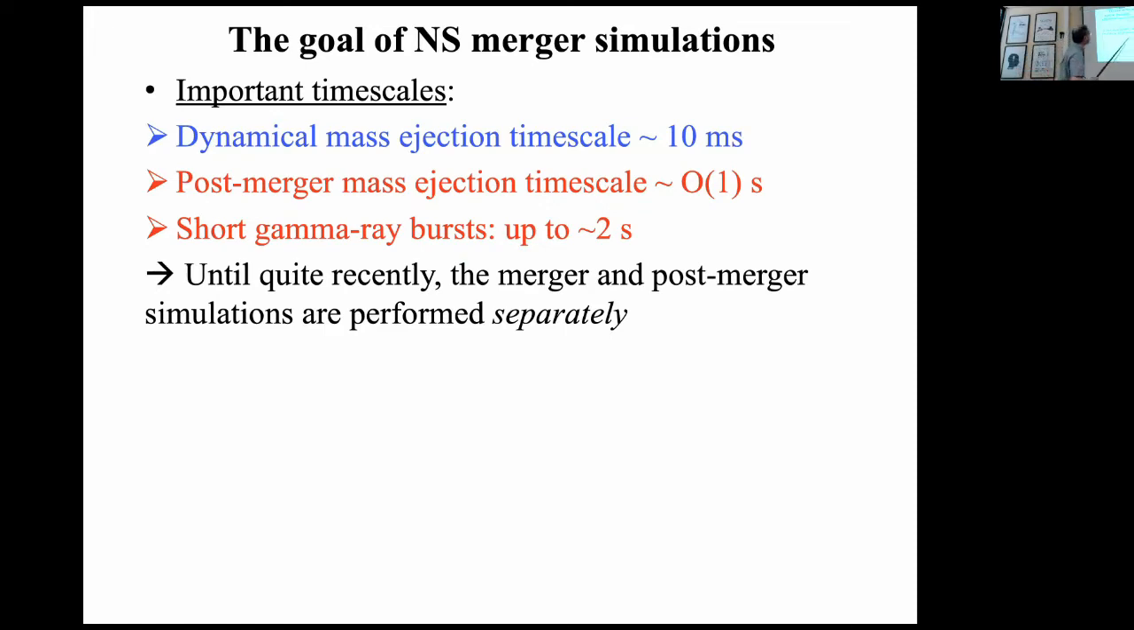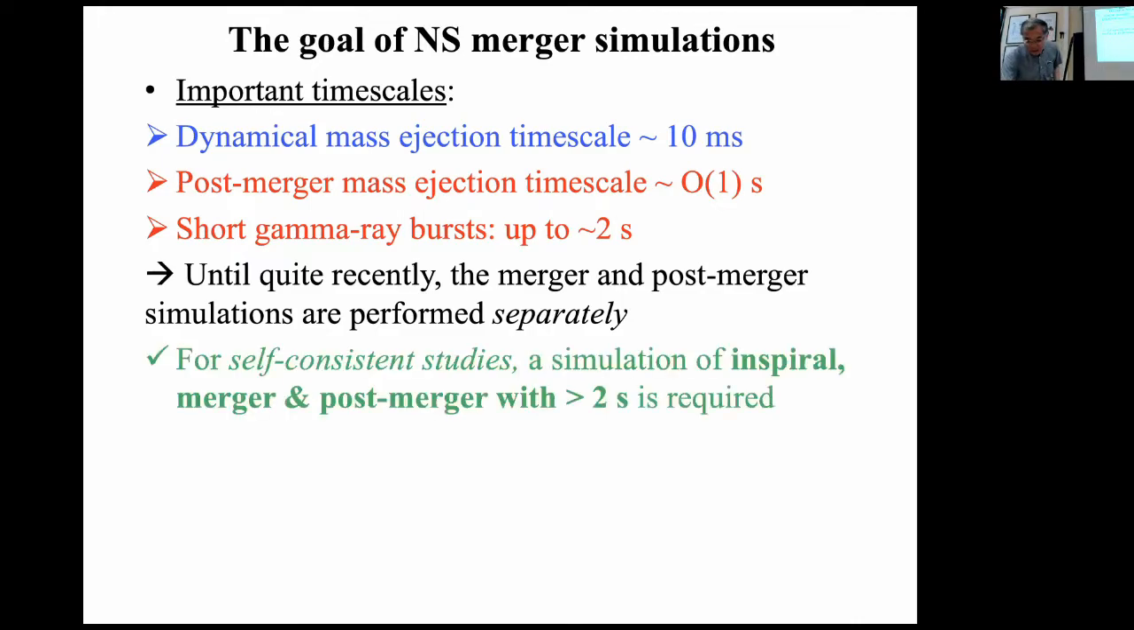However, the time scale is fairly different. As I said, the dynamical mass ejection time scale is only 10 milliseconds, but the post-merger mass ejection time scale is 1 second. In addition, we would like to reproduce a short gamma ray burst, but the typical time scale of a short gamma ray burst is around 2 seconds. So it's very challenging to perform such a simulation. But now, it's possible.